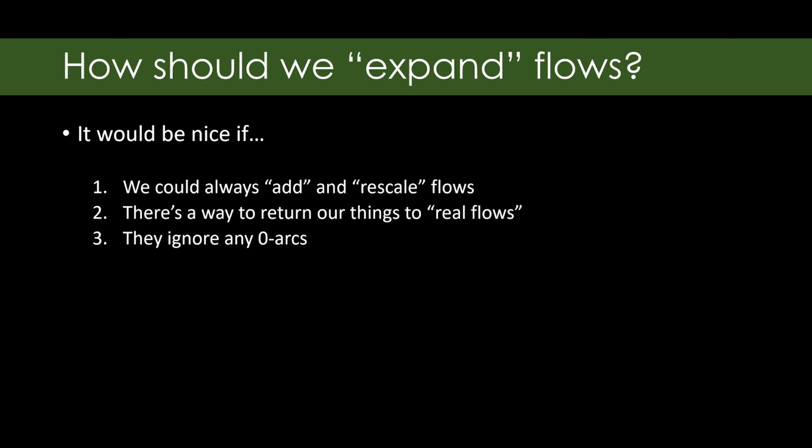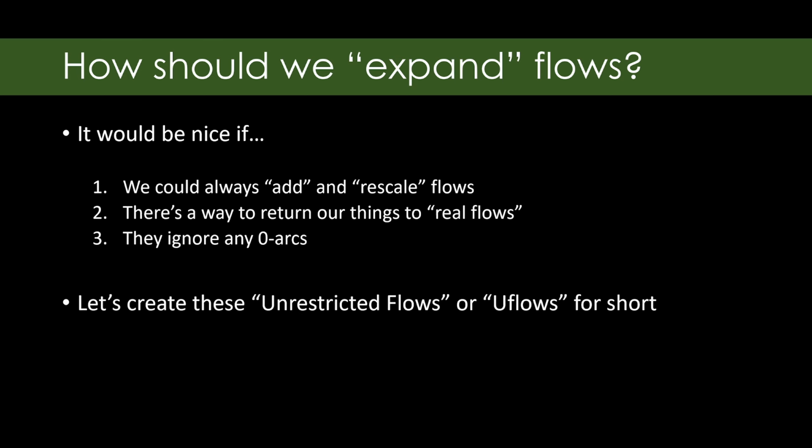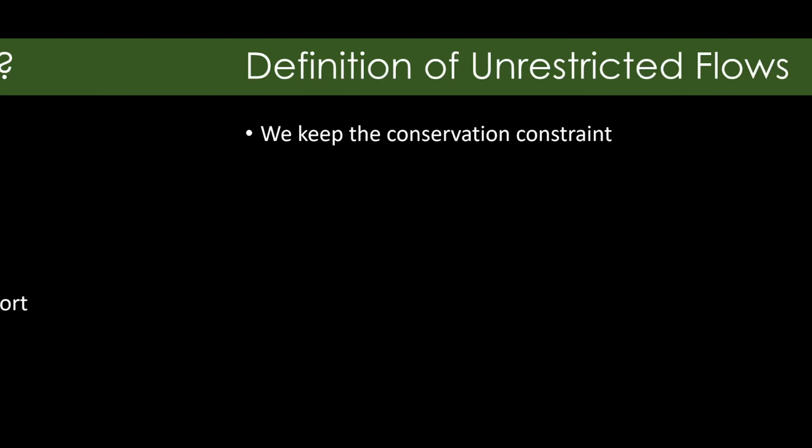Here's the bit. We don't want any flow to go across a zero arc. And we'll see later why that's so important. Now let's just define these as unrestricted flows, or as I'll refer to them for short, U flows. Now let's define these things.